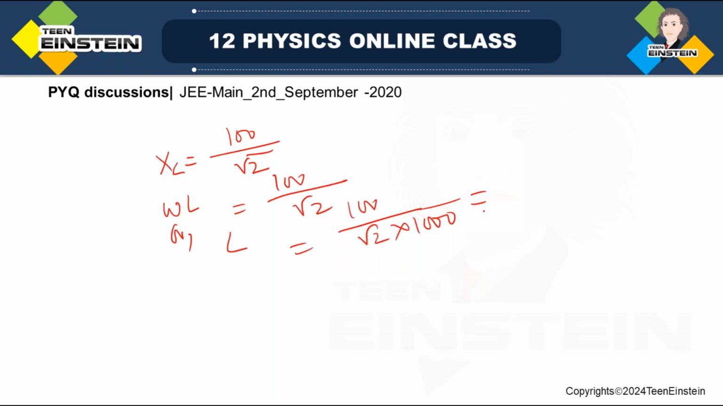I'm sorry, this omega is equal to 2 pi f. I have to multiply 2 pi here. 2 pi f. So 100 divided by, so I am writing 7 here, 20 pi in place of pi. Okay, 2 root 2000, here 22.